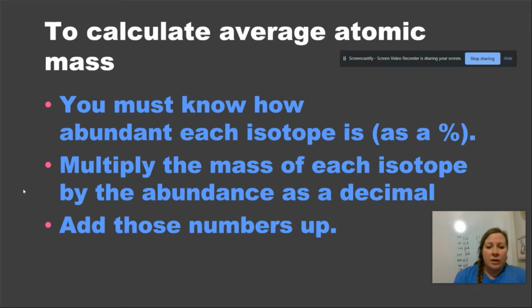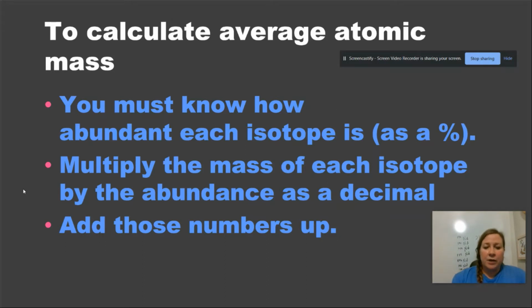You need to know how to calculate average atomic mass, and to do that, you must know how abundant each isotope is, and this will be given to you as a percent. This is stuff that we've figured out over the years of doing research. We've looked at all the different elements. We've seen how common each isotope is in the Earth's crust or in the Earth's atmosphere or whatever. So the abundance is always given as a percent. We'll say something like, of all the carbon atoms we've ever tested, 98% of them are carbon-12, carbon with a mass of 12, or something like that.